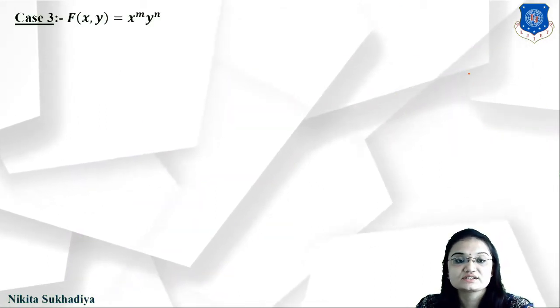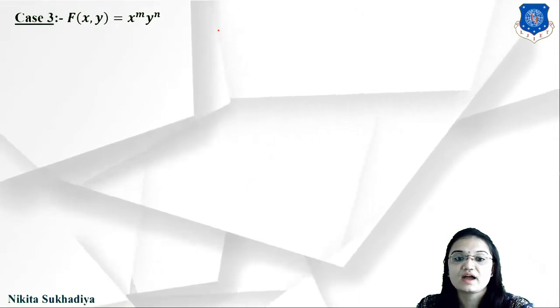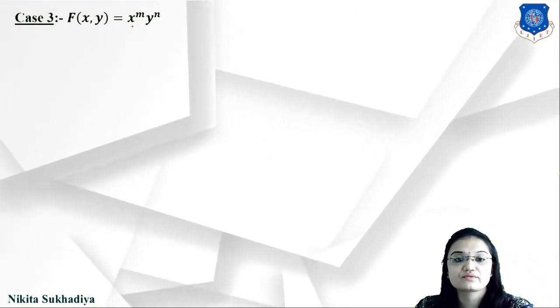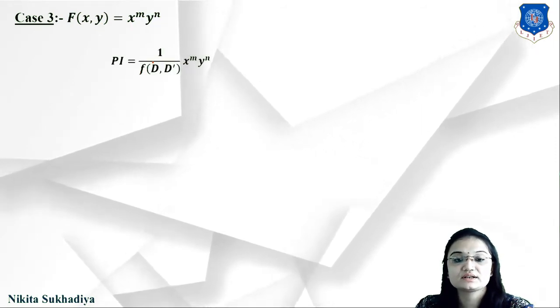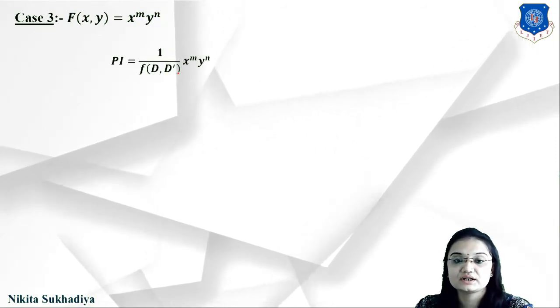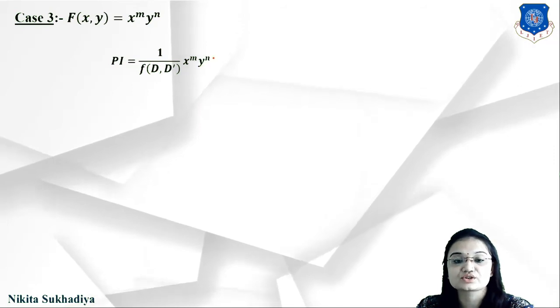Okay, now let's understand case number 3. If f of x,y is in the form of x raised to m y raised to n, our particular integral is equal to 1 upon f of D, D dash, x raised to m y raised to n.